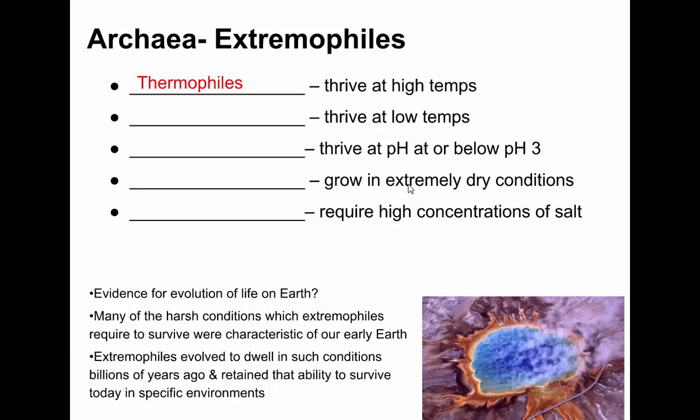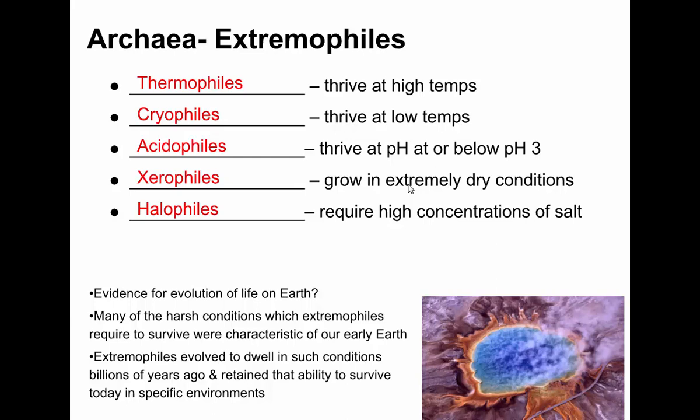Thermophiles is the word for these archaea that can survive very hot conditions. You guys don't have this one, but it's called cryophiles. They live at low temperatures. Don't worry, you don't have to write it down. Acidophiles live in acidic conditions that most living organisms cannot tolerate. Xerophiles live in places where there's basically no water. Very, very dry conditions. And halophiles, they live in areas with very high concentrations of salt.